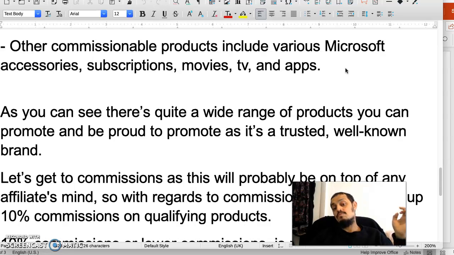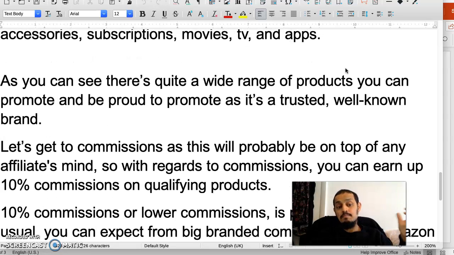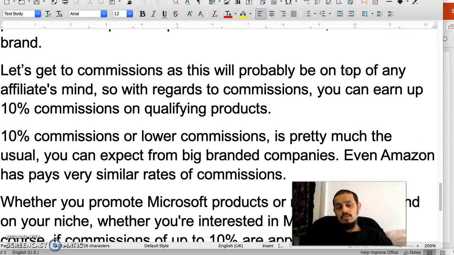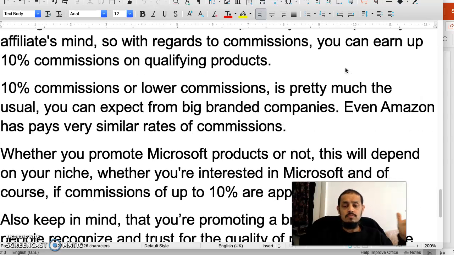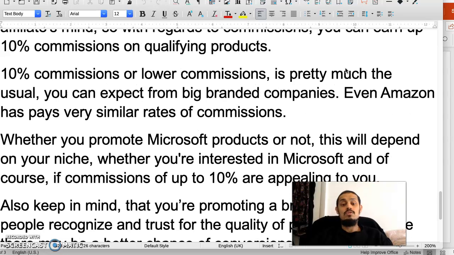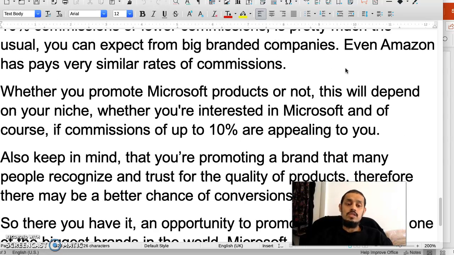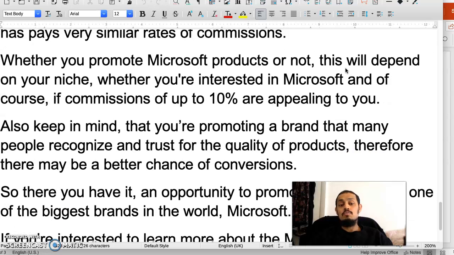Let's get to the commission. So commissions will be up to 10% on qualifying products. Okay, so commissions of up to 10% is pretty much the usual you can expect from big branded companies. Even Amazon, I think, pays similar, up to 10% or so. Okay, so whether you promote Microsoft products or not will depend on your niche, whether you're interested in Microsoft, of course, and if commissions of up to 10% are appealing to you. Also keep in mind that you're promoting a brand that many people recognize and trust for the quality of the products, so there may be a better chance of conversions as well.